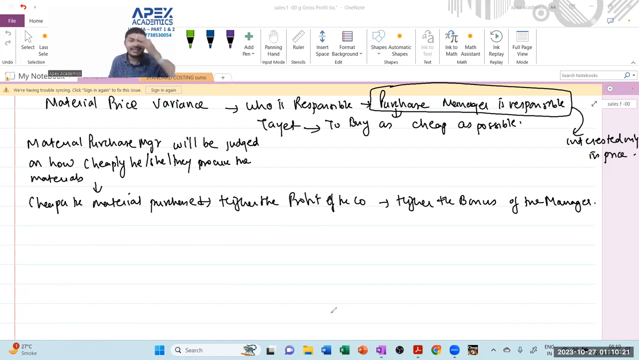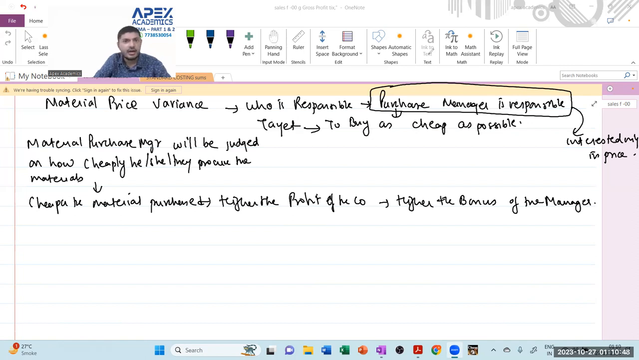Are you with me on that? Yes or no? You save money by buying cheap materials. We get more profit. We'll give you higher bonus. Very simple. Give and take. You buy cheap for us, save our cost, we will make more profit, we will give you bonus. Do you understand this aspect? Please give me a thumbs up for that. I am expecting your responses. Right, guys? Let's move ahead.